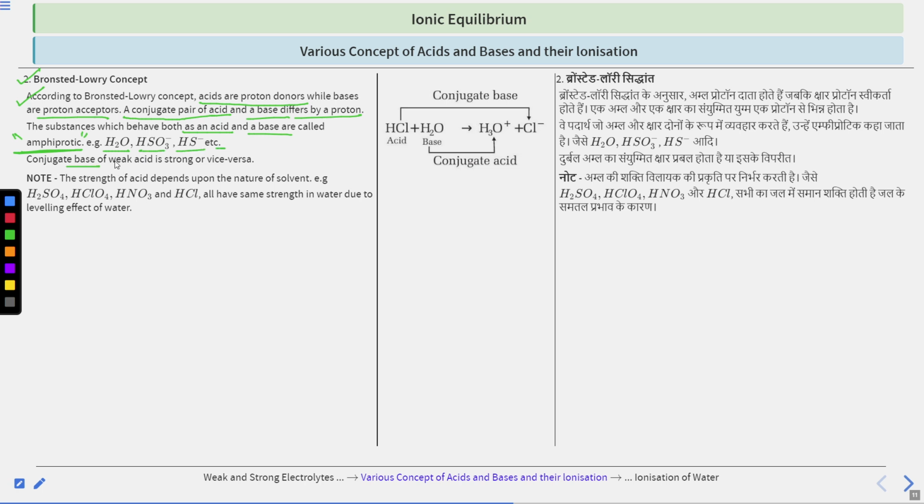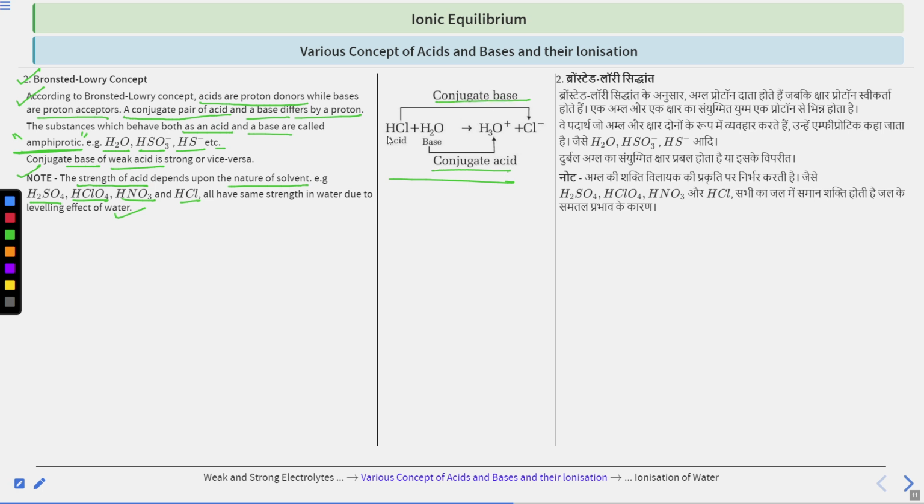Conjugate base of a weak acid is strong, or vice versa. Okay. There is a note. The strength of an acid depends upon the nature of the solvent. So, what is the strength of an acid? It depends upon the nature of the solvent. For example, H2SO4, HClO4, HNO3, and HCl all have the same strength in water due to the leveling effect of water. Okay, you can see here in this diagram we have introduced the concept of conjugate acid and conjugate base.